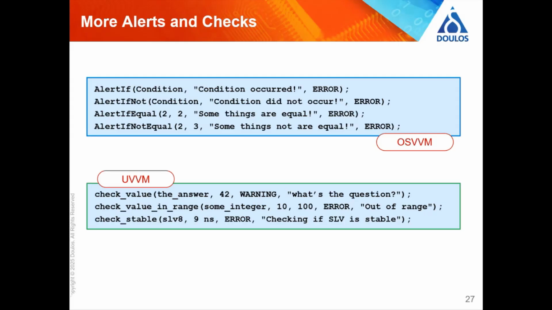So I can say alert if not equal 2, 3. Well, obviously they're not equal, right? But if they were equal, 2 being the expected value and that being the actual value, then it would print out not only that message and say it was an error, it would also print out what the values were that caused the failure. That's a useful thing.